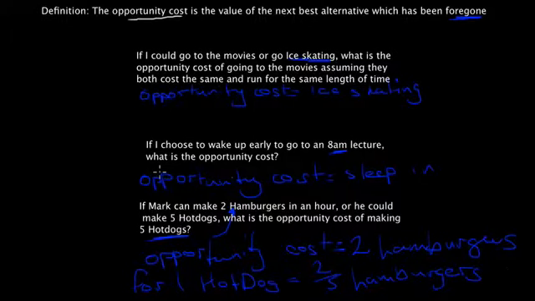So all we need to remember is just the important notes. So the opportunity cost, so I'm just going to underline that, is the value of the next best alternative which we have foregone in order to choose our preferable outcome. And it's really just as easy as that.